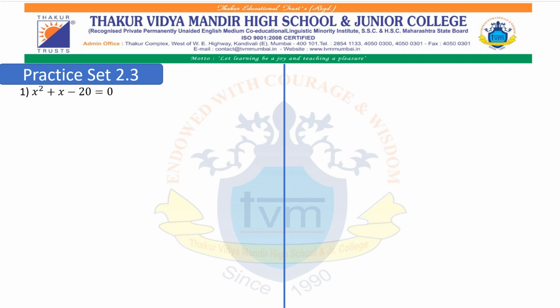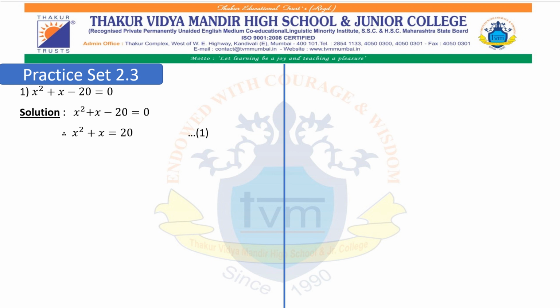Practice set 2.3, sum number 1, x square plus x minus 20 equals to 0. Here the given equation is in the standard form, ax square plus bx plus c equals to 0. In points to remember, we saw that the constant value is to be shifted to the right hand side, which can be written as x square plus x equals to 20. After shifting the constant value to the right hand side, we will mark this as equation number 1.